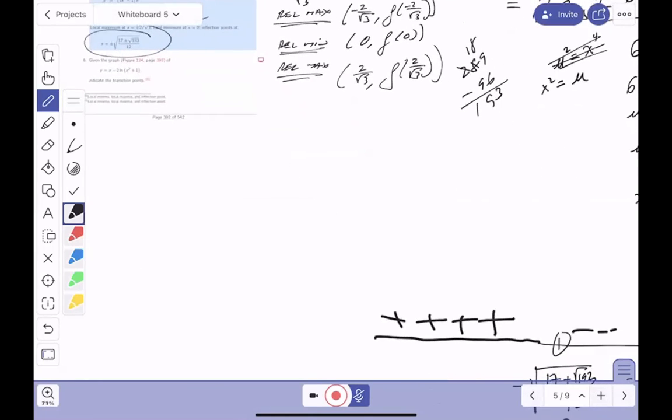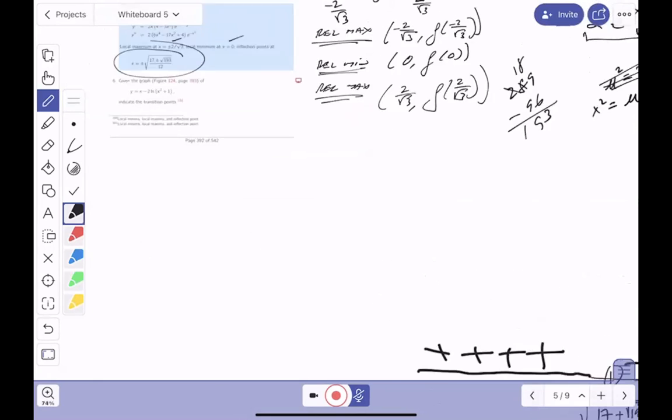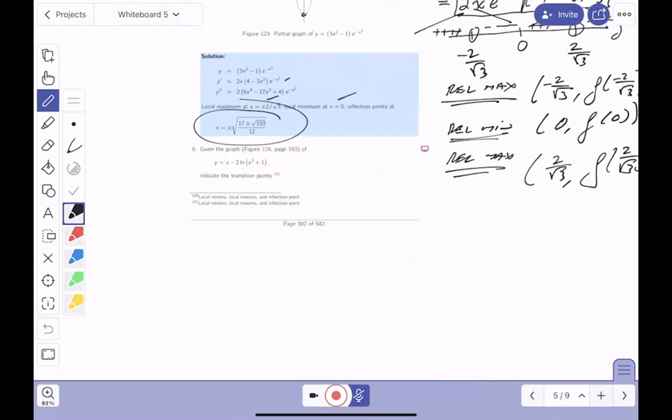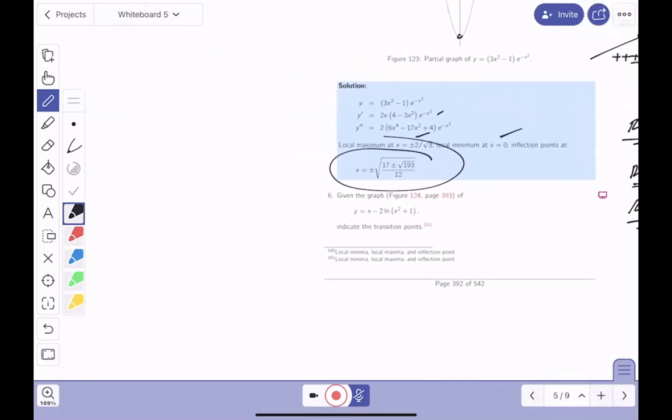All right. Did we get the right number, though? Did I put the right number down? 17 plus root 193 over 12. Good job. By the way, if you have a textbook, I don't think they write that number down. They might simplify a little bit. I wouldn't worry about that so much. All right. So let's do this one over here, indicate transition points. Let's go to the next page and we'll do the work on the next page.